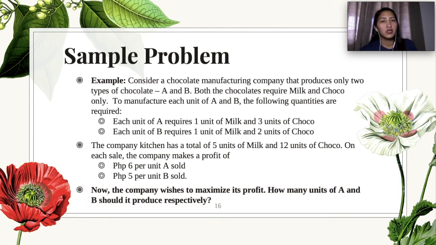Now, here is the question that we need to answer. The company wishes to maximize its profit. How many units of A and B should it produce, respectively? Kung gusto daw ng kumpanya na i-maximize yung kanyang profit, ilang daw A at ilang B yung ipoproduce niya given that this is your limited resources.